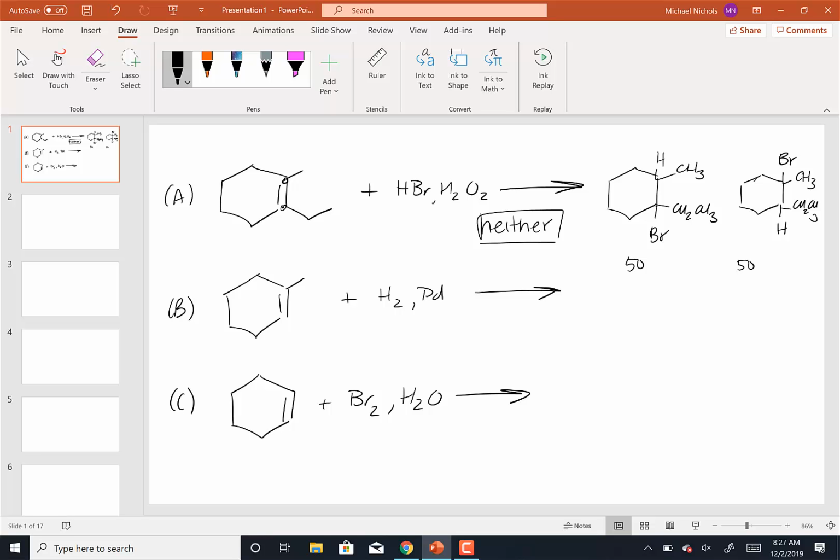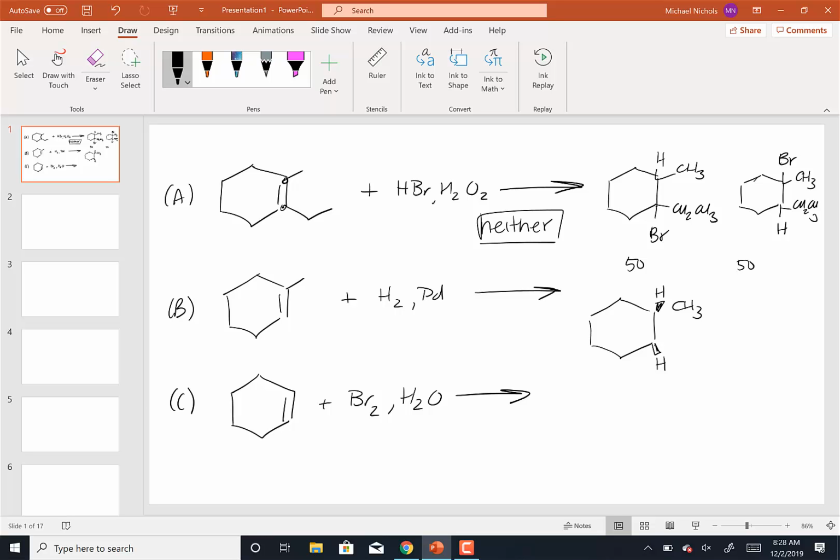Okay, what am I adding? H2 palladium, what am I adding to the double bond? Preferably in some type of unison. What am I adding? 2 H's. I'm adding 2 H's to the double bond. Markovnikov or anti-Markovnikov? It's not applicable in this case. 100% cis, 100% trans? 100% cis.